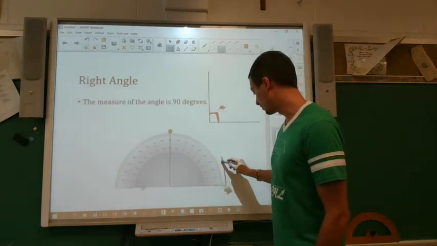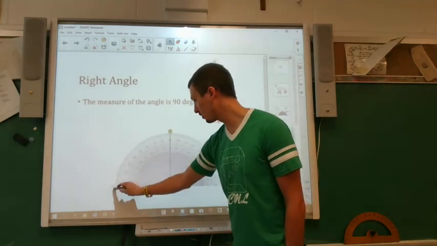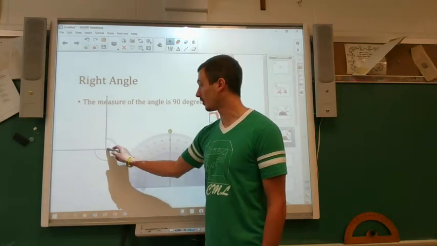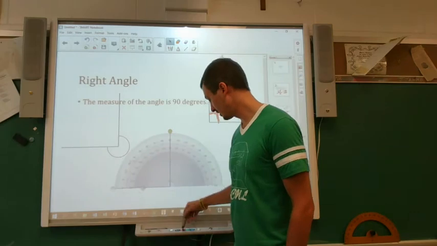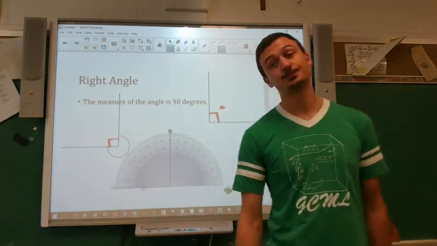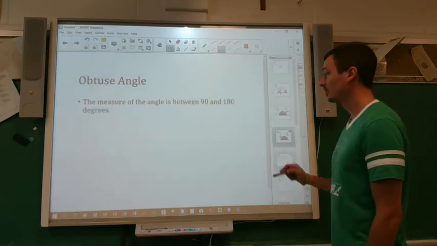And I might be able to draw, oops, that. I can draw another 90-degree angle. Although this is a silly program, it measured this angle out here instead of this angle. Still a 90-degree angle. So these are both right angles.